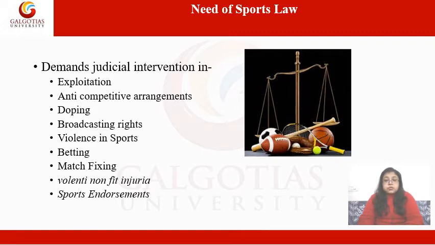There may be certain exploitation of the players. There may be gender discrimination or sexual exploitation, or discrimination in choosing one player and not another. These kinds of exploitation can be avoided if there is a proper law which may attract and prohibit exploitation of that nature. Now, anti-competitive arrangements: again, the selection committee may be very choosy, or there may be certain non-transparent practices.